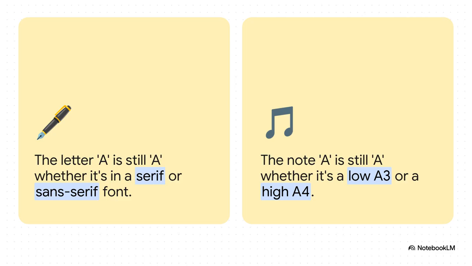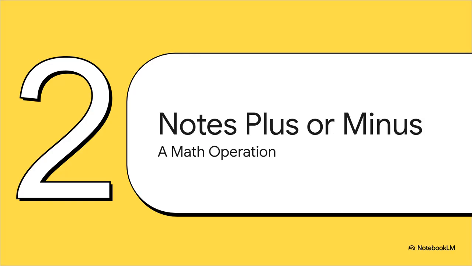And check this out. This is such a great way to think about it. On the left, you see the letter A. It doesn't matter if it's in a fancy serif font or a simple sans serif, right? It's still an A. Well, music works the exact same way. The note A is always A at its core. Whether it's a really low rumbling A3 or a super high A4, the font might change, but the symbol's meaning, that stays the same.